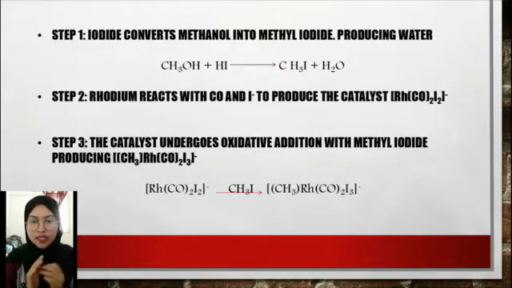For the Monsanto acetic acid process, using the catalyst RhCO2I2, there are 7 steps involved. The first one is the iodide will convert the methanol into the methyl iodide, producing water as its byproduct. Step 2 is rhodium will react with CO and iodide to produce the catalyst that will be used in this process, which is the RhCO2I2.